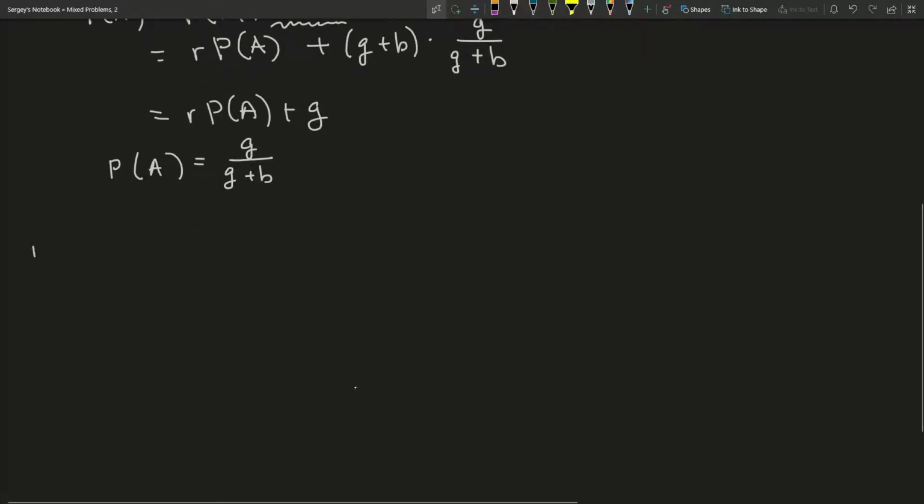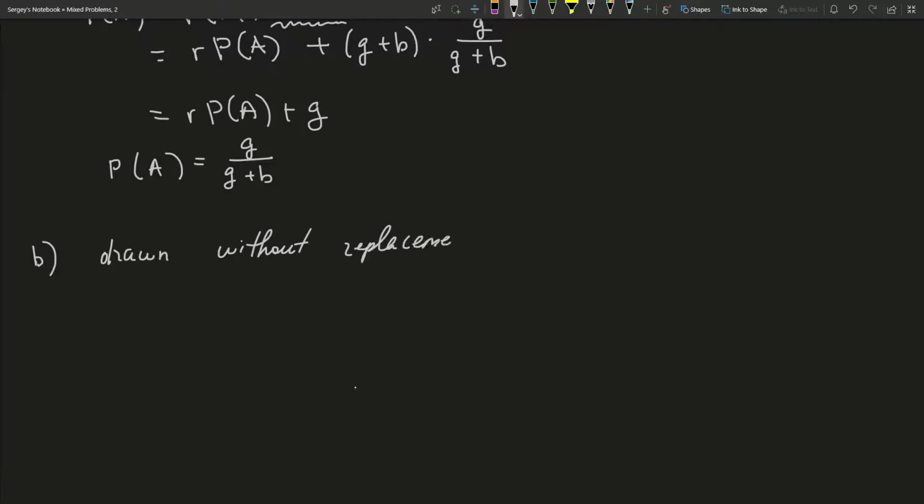So now moving on to part B. Part B tells us that we're now drawing balls without replacement. And again, we'd like to know the probability of A. So what's the probability that the first time a green ball is drawn is before the first time a blue ball is drawn?